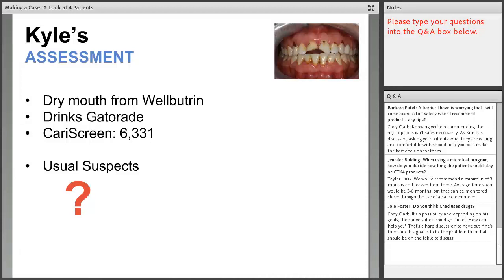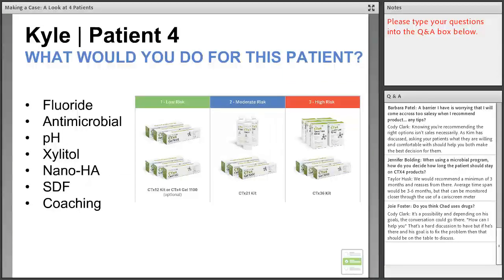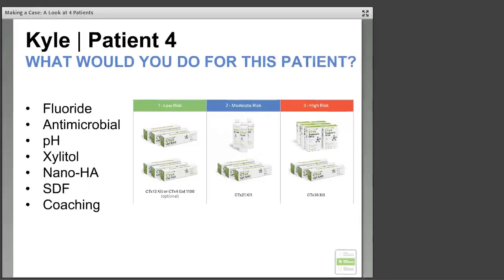He drinks Gatorade throughout the day. He started drinking it when he was playing baseball in college and thought it was healthy, so that became his drink of choice during the day because it was a health drink. He's an athlete, he's fit, and he has a high caries screen score. So if we talk about the usual suspects, he has all 3: saliva, diet, and biofilm. Now the question becomes, what are you going to do for Kyle?